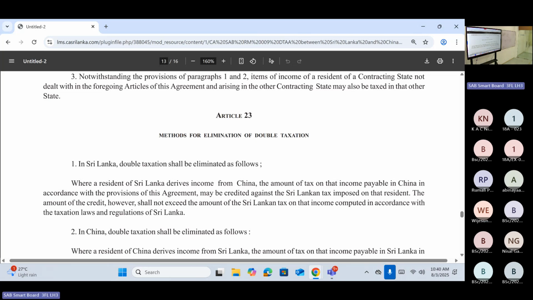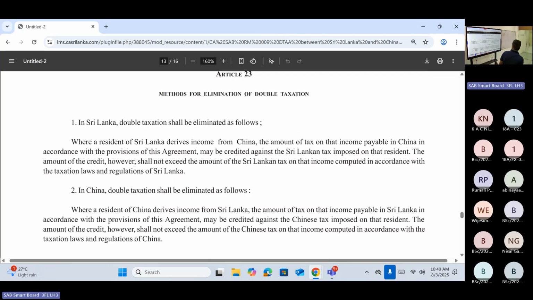Okay. China also says, for Sri Lanka-China, wherever a resident of China derives income from Sri Lanka, the amount of tax on that income payable in Sri Lanka, in accordance with the provision of this agreement, may be credited against the Chinese tax imposed on that resident. The amount of the credit, however, shall not exceed the amount of the Chinese tax on that income computed in accordance with the taxation law and regulation of China. Clear?